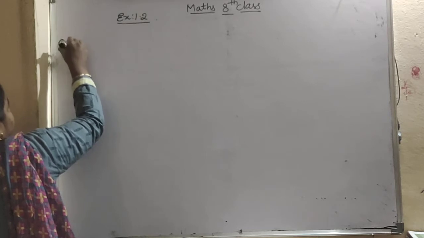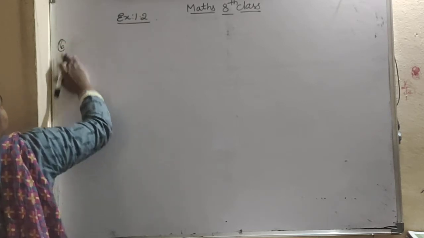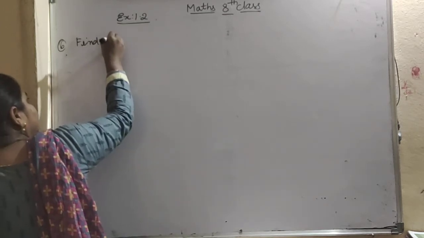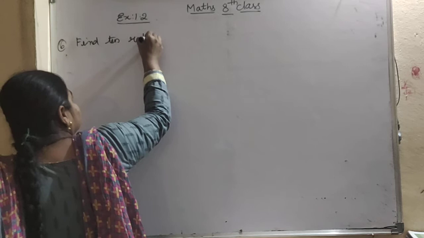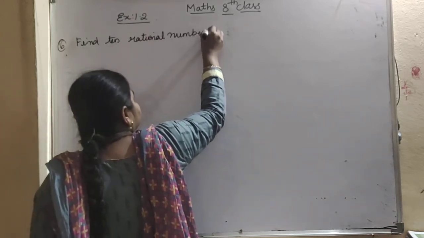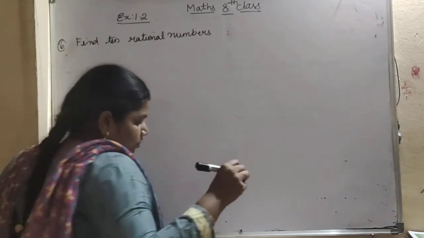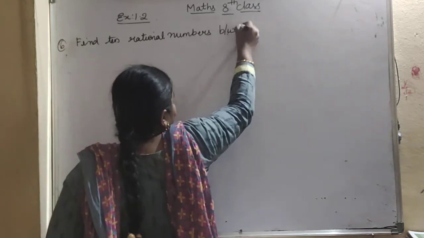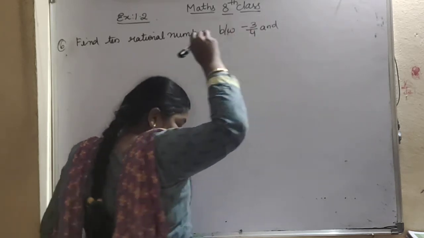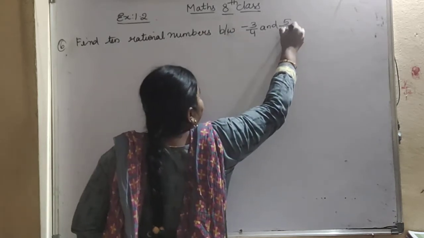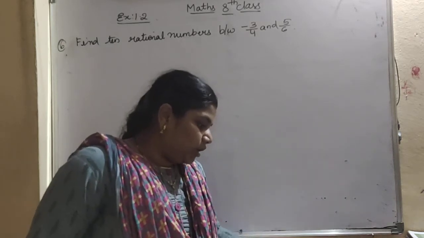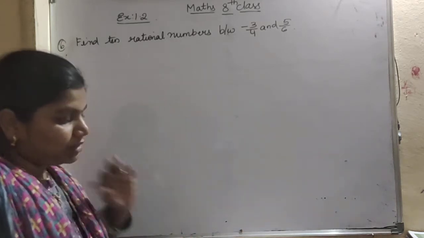What is the 6th question? Find 10 rational numbers between minus 3 by 4 and 5 by 6. So between these two rational numbers, we have to find 10 rational numbers now. So what we have to do, we will see.